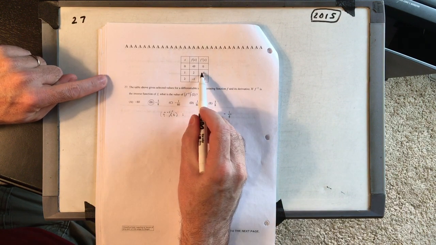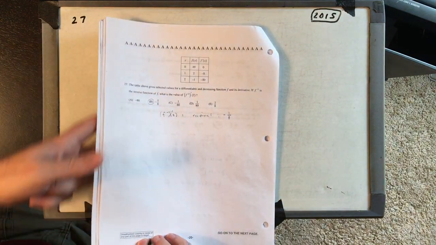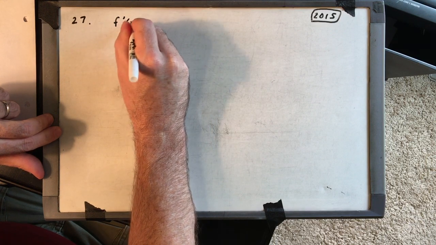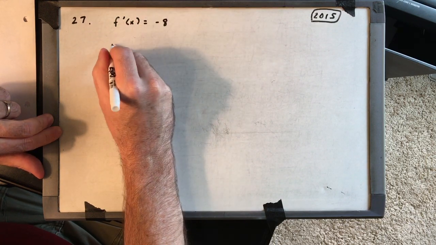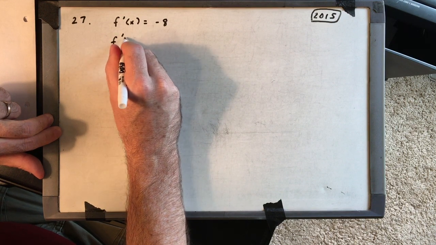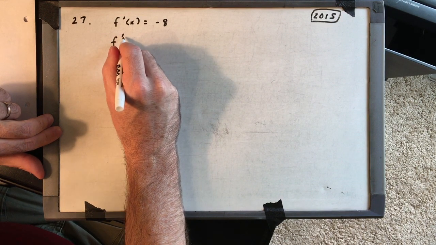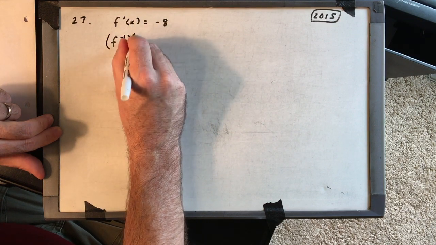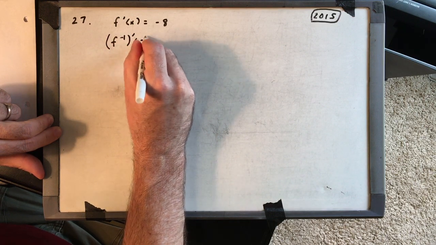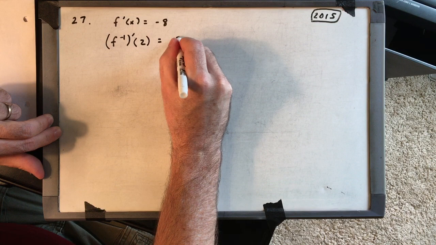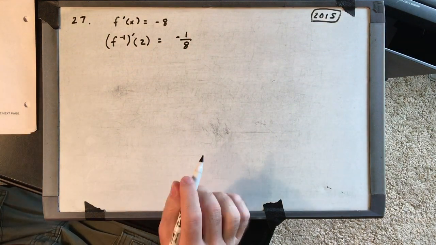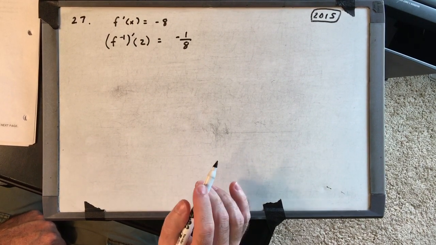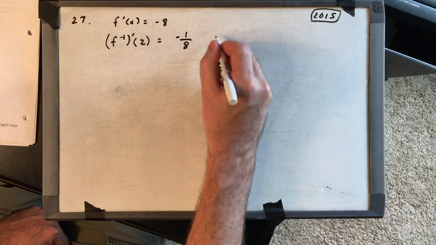Okay, so if the derivative in the table, if f prime of x is equal to -8, then the derivative of the inverse, so we'll call that f to the minus 1 prime, of 2 is the reciprocal of that, -1/8. I think that'll be enough to remember for inverses. If you can just remember that reciprocal relationship, you can probably nab the answer. So that is B.